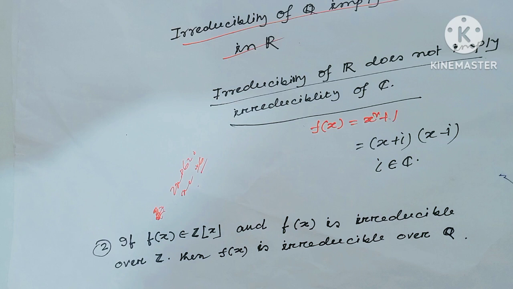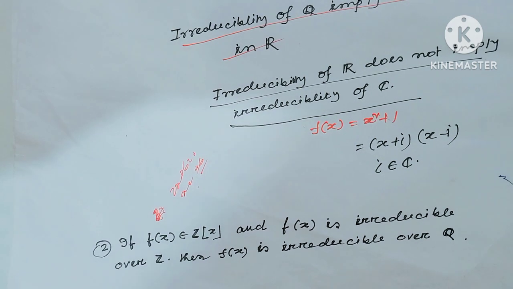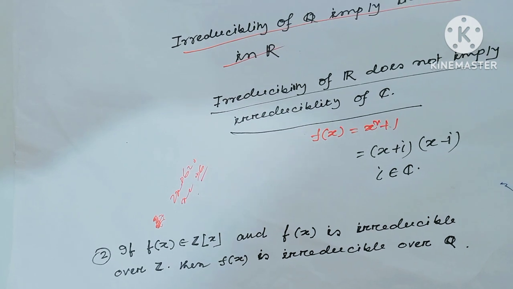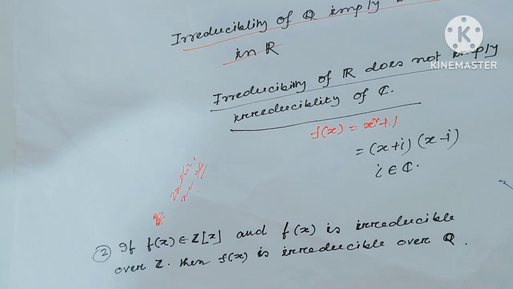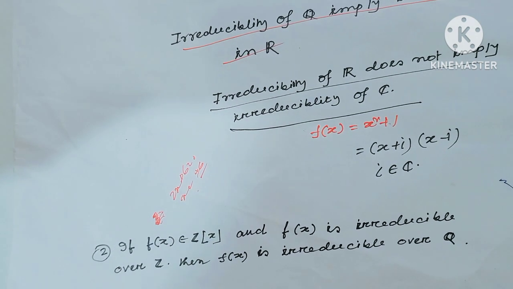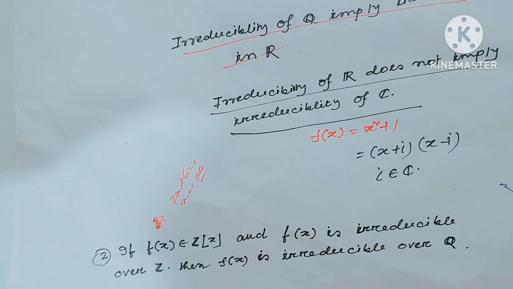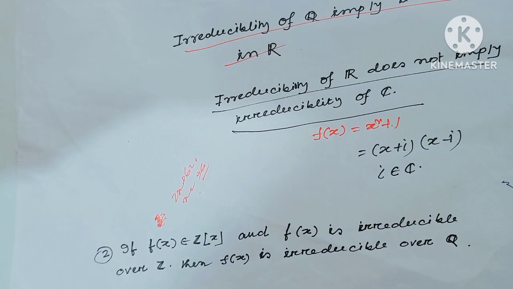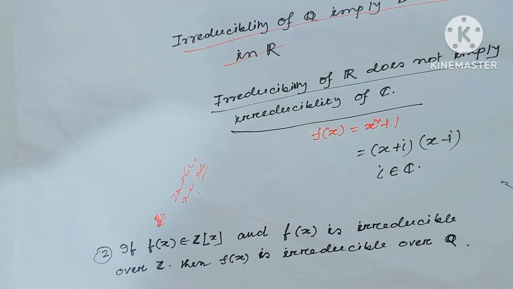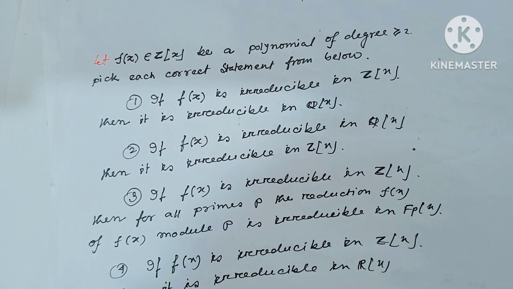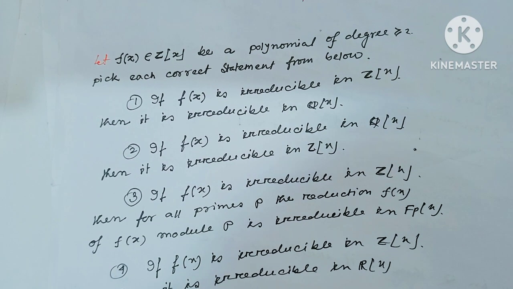Now I have seen irreducible over Q does not always imply irreducible over Z. But if f(x) is in Z[x] and f(x) is irreducible over Z, then that implies f(x) is always irreducible over Q. One example which had come in the CSIR NET June 2016 exam.